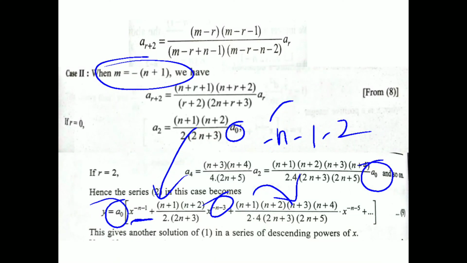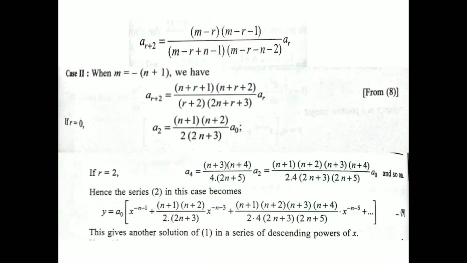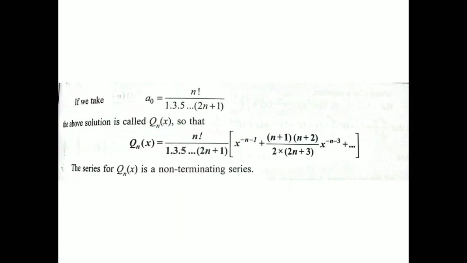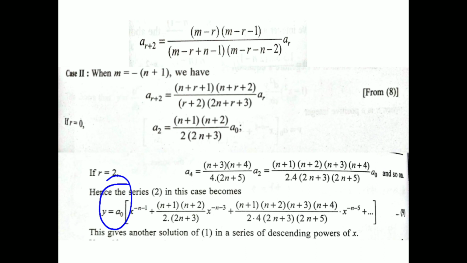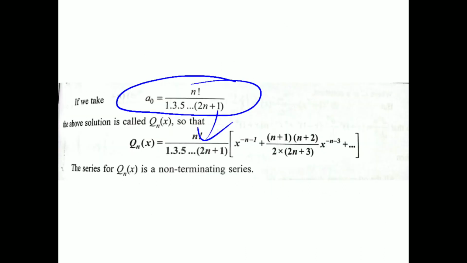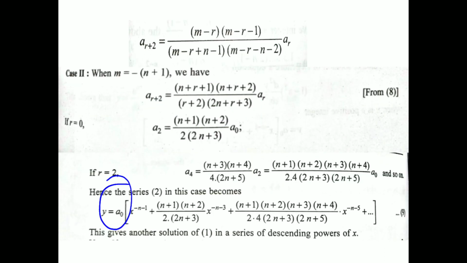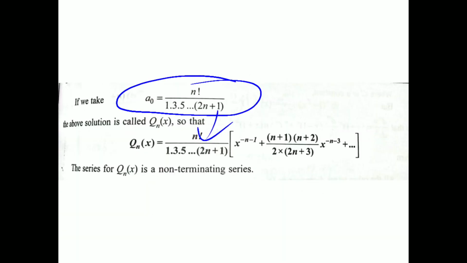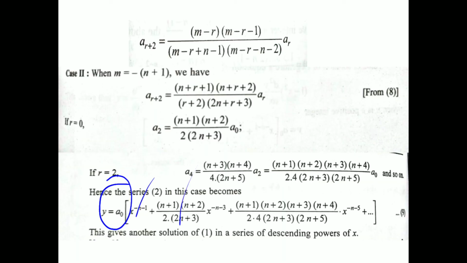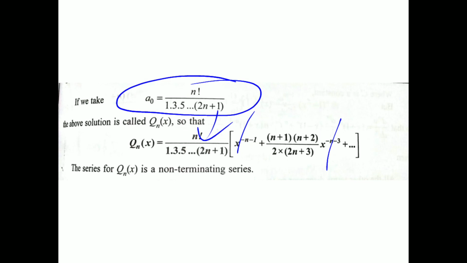So likewise, this is the another solution. This is the solution of the second kind. And here again we need to assign a particular value for this a0. So here we are assigning it with this value: n factorial by 1 into 3 into 5 into 2n plus 1. So in the place of a0, in this equation, just replace with this value. And as usual, x power minus n minus 1, so this one, and n plus 1 into n plus 2, x power minus n minus 3.